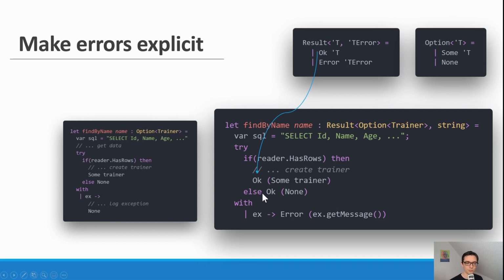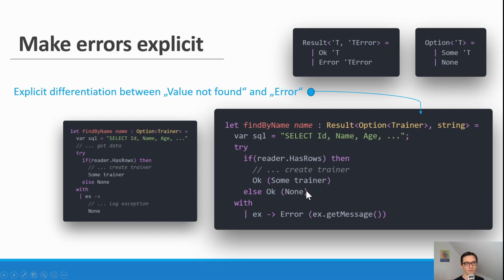If it didn't work out, we say okay, the function call actually worked, there was not an exception, but we didn't find anything. So we say OK of none. But when we had an exception, we can wrap, for example, the exception error message. We could also wrap the whole exception if we wanted to in this error. Because this is a string, this T error here in this case is a string. So the real nice thing is that we have an explicit differentiation between the value is not found and an error case. And this might help us later on tremendously.